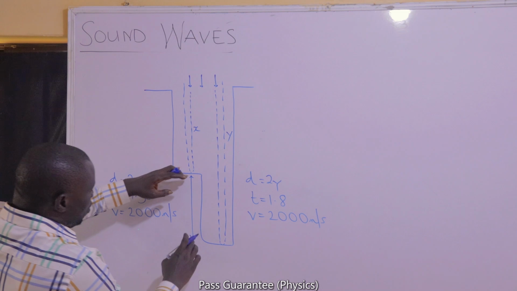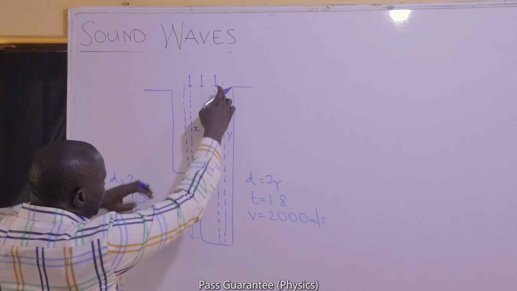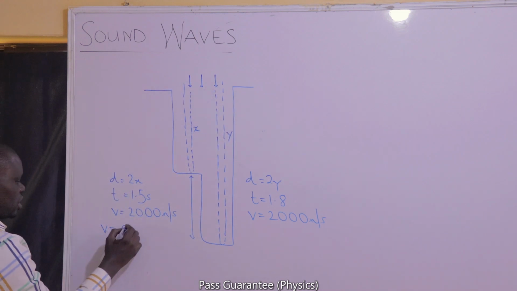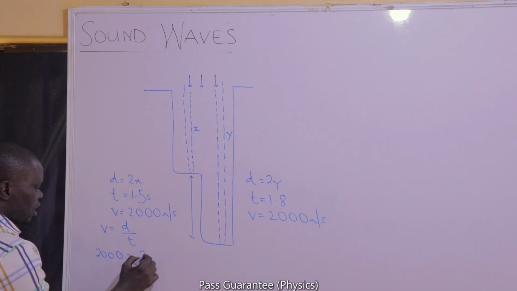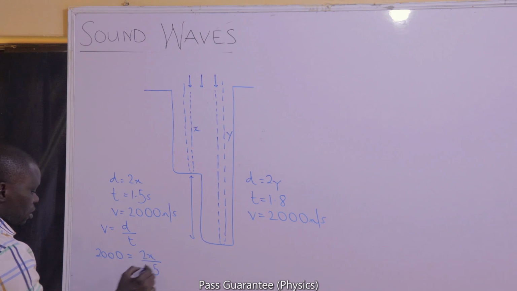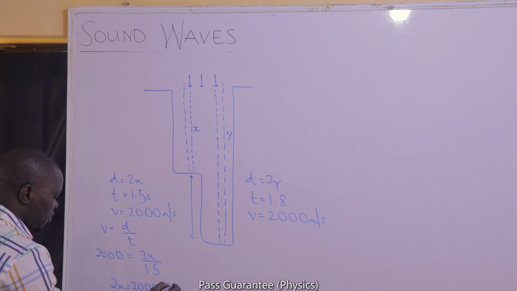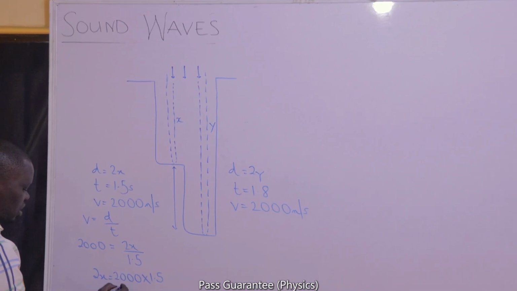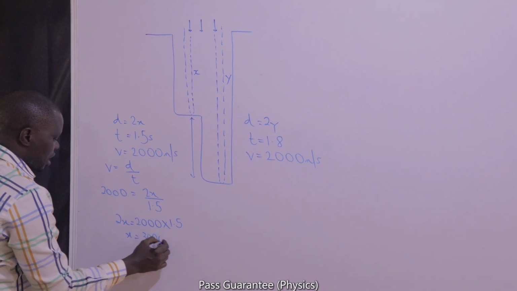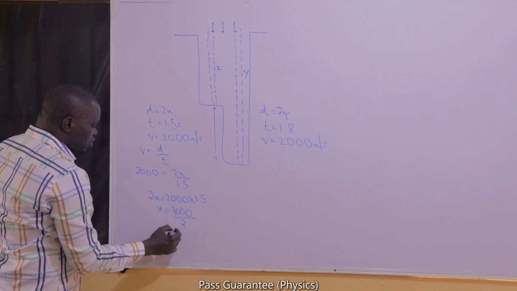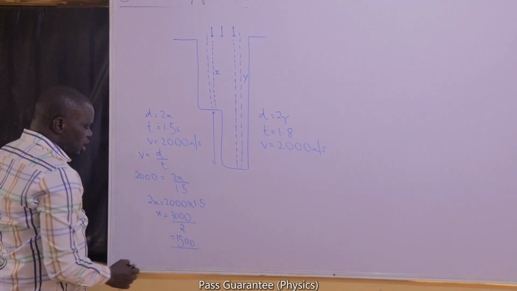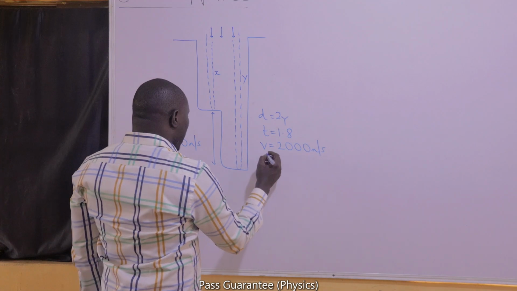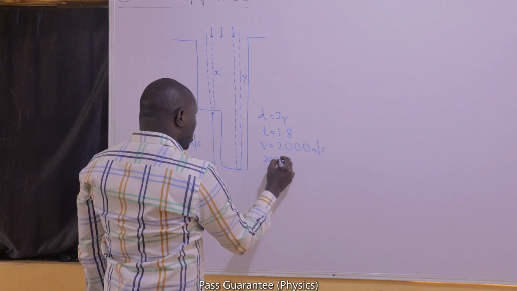I hope you know that what I want to get now must be the difference between x and y. Our velocity is equal to distance over time. That means velocity 2,000 must be equal to distance 2x all over time 1.5. 2x is equal to 2,000 multiplied by 1.5. So x must be equal to 3,000 divided by 2, that is 1,500. For the other, we have velocity 2,000 is equal to the distance.